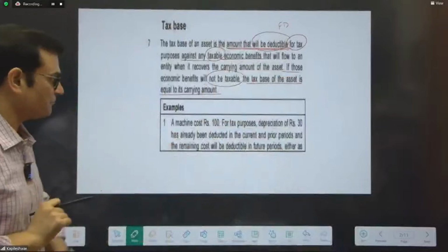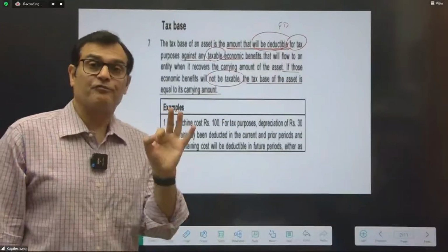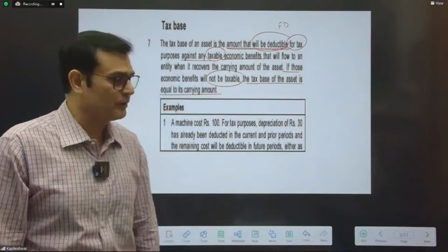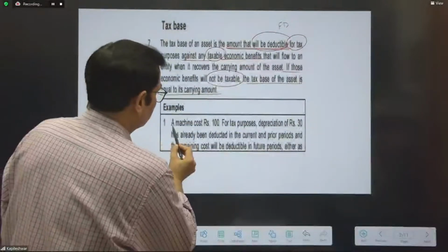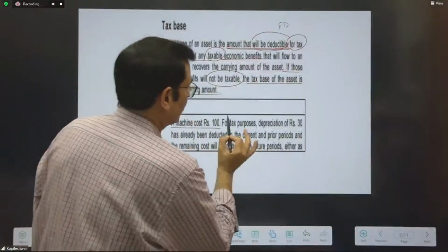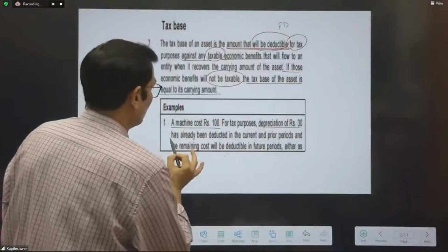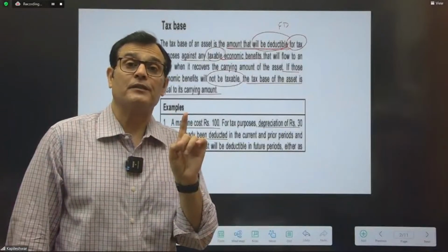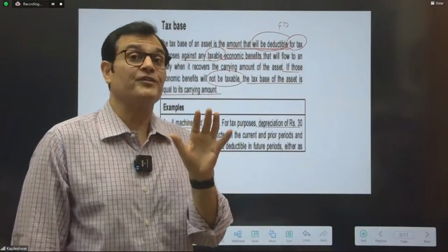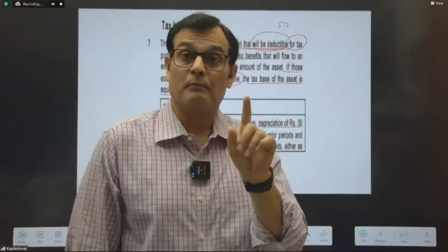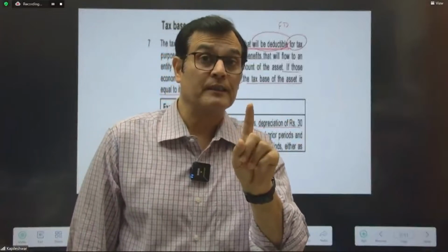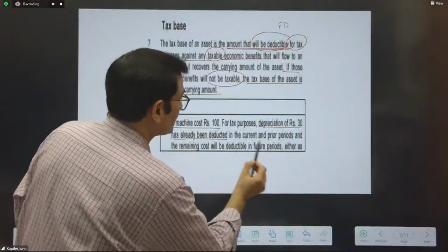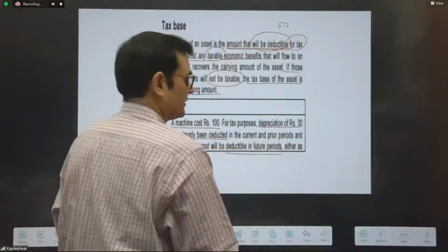Let's begin the journey. Now, I'm going to take examples. There are 5 examples given in the standard. I'm going to walk through all those examples very carefully with a chain of thought. It says a machine is costing 100 and for tax purposes, depreciation of 30 has already been deducted. You've already claimed a depreciation of 30. So if I'm just looking at the question, what is the future deduction? 70. But before that, I need to ask whether the income tax authorities will come or not. And then it says the remaining cost will be deductible in the future periods. Let's go further.